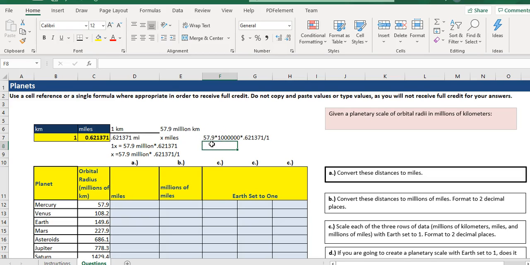So 57.9 is located in C12. I'm multiplying that by 1 million. I'm multiplying that by C7, and then I'm dividing by B7. And that's how I'm going to calculate my formula for the number of miles. This is going to equal number of miles. Okay, so I'm going to give you a minute. I'd like for you to type that in cell D12 to calculate your number of miles.